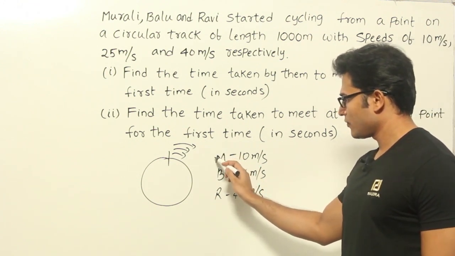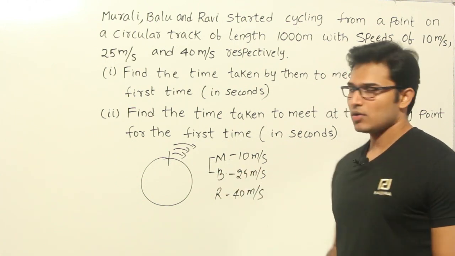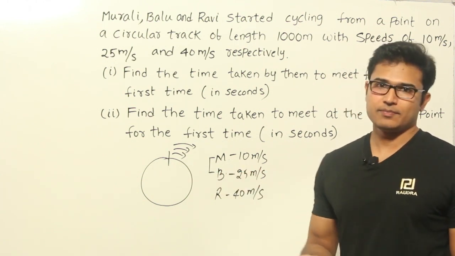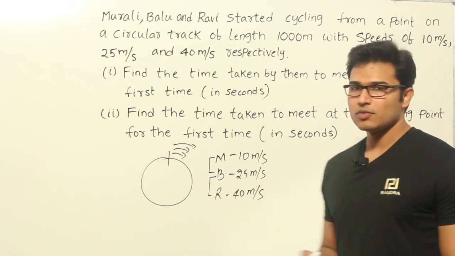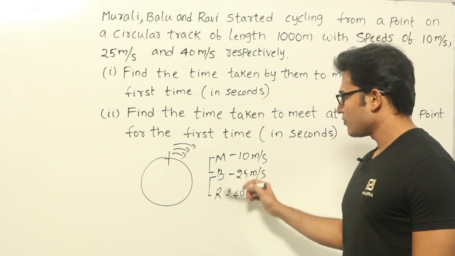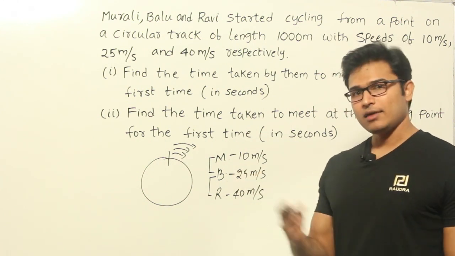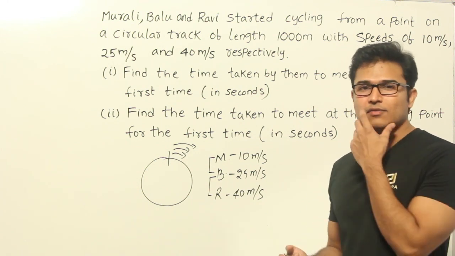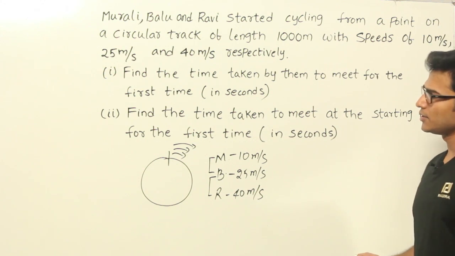Now if we want to find out when they are going to meet for the first time, let's see when Murali and Balu are going to meet for the first time, right? And then when Balu and Ravi are going to meet for the first time. So once we find it out, then we'll take the LCM of those two times and then find out the final time. Why that method works, I'll explain to you with the example here, right? You will understand it once I compute the numbers.